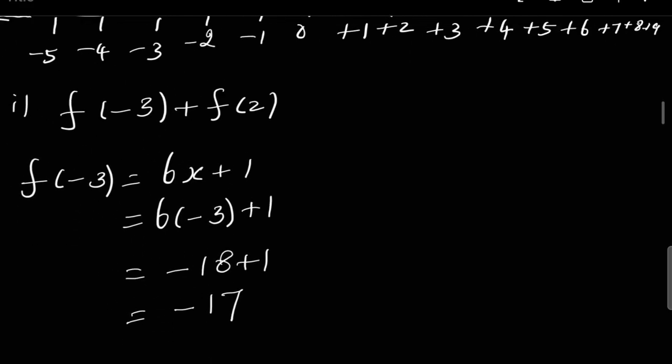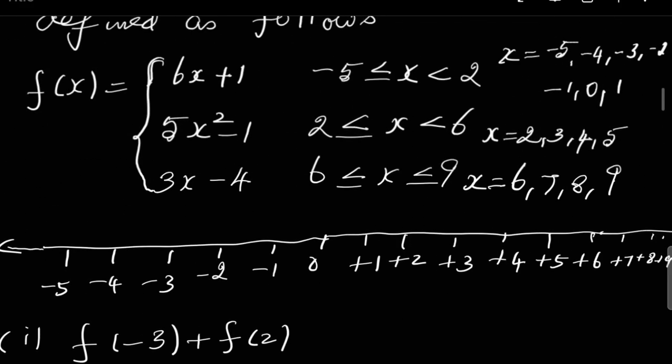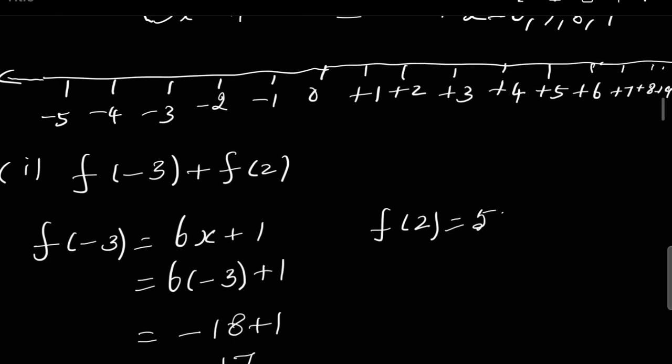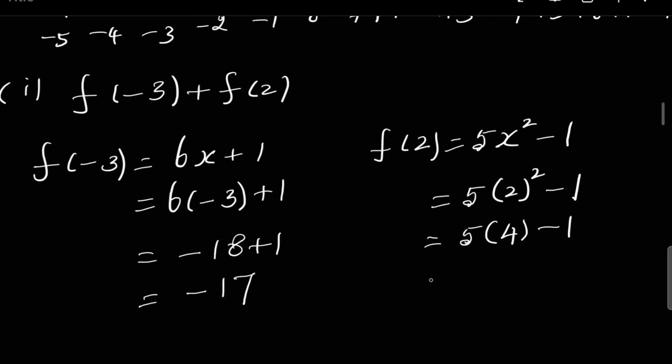Next one, you have to find f of 2. So f of 2, where you get f of 2, x takes the value 2. For the second function, this is 5x squared minus 1. You write 5x squared minus 1. So 5 into x is 2, 2 squared minus 1. 5 into what is 2 squared? 2 2s are 4. 2 we multiply 2 times, 2 into 2, 2 2s are 4. Minus 1. 5 4s are 20. Minus 1. That is equal to 19.